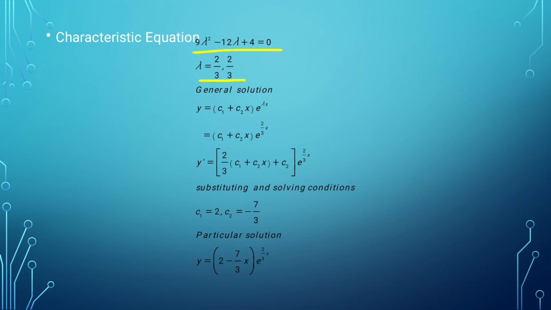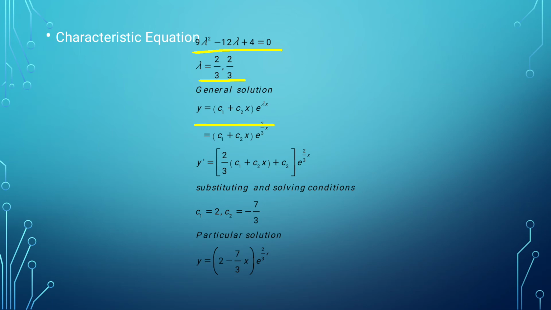That's what we mean. So the general solution for repeated roots in a given differential equation is given by this: y equals, in brackets, first constant plus second constant times x, e to the power lambda x. So our lambda we know is 2/3, so we just substitute it down here. Then after that, that's the general equation.